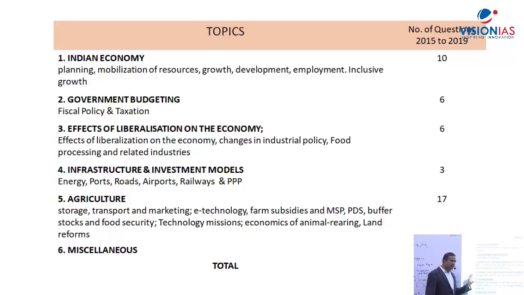Agriculture is very, very important. In the last 5 years, how many questions were there? 17 questions were there from agriculture. So usually 3, sometimes 4 questions are there from agriculture. The topics are storage, transportation, marketing, e-technology, farm subsidies, MSP, PDS, buffer stocks, food security, technology missions, economics of animal rearing, land reforms. Even other topics could be mentioned. They have not mentioned agricultural finance, agriculture insurance, mechanization, etc. So those could be included here.